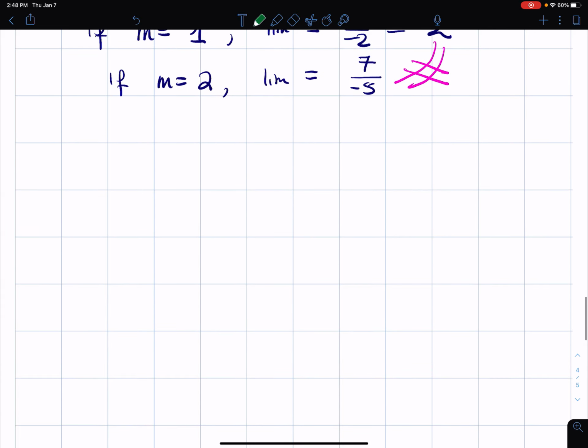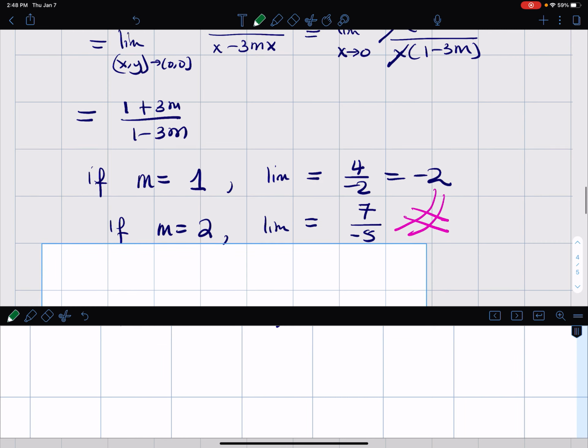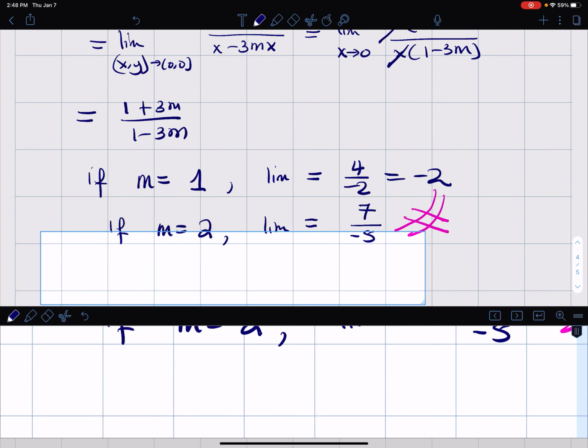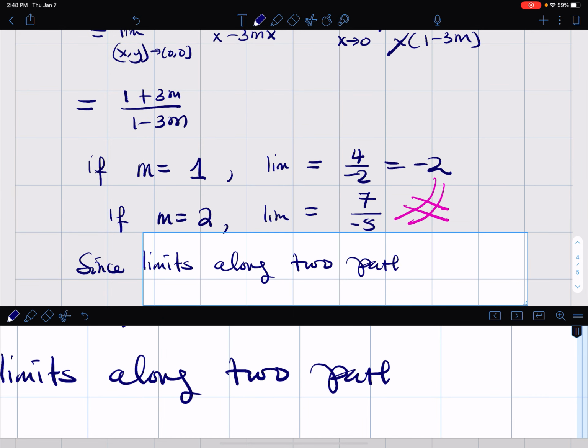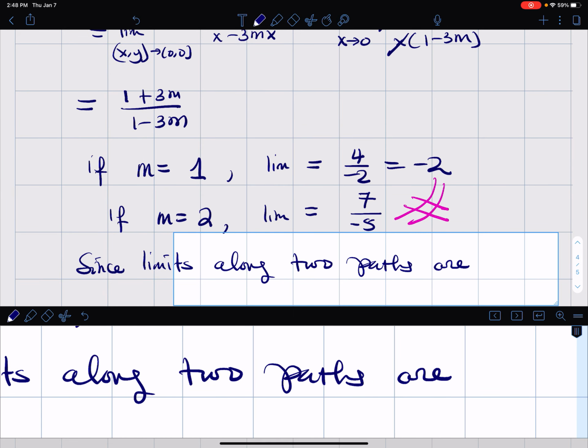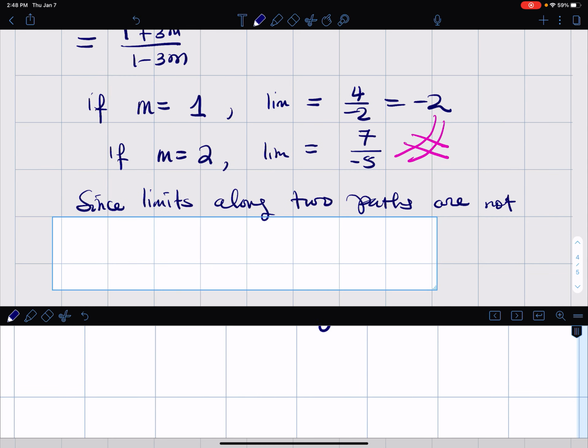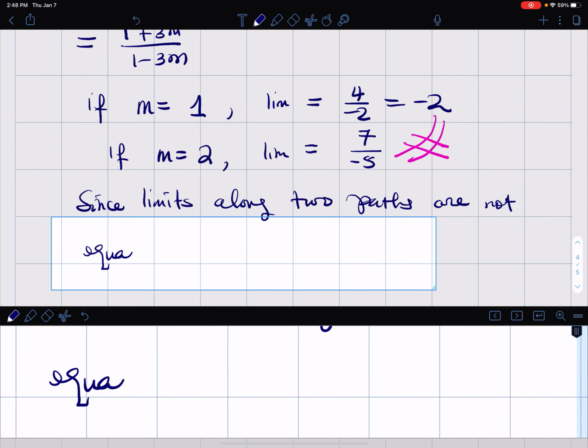Since the limits along two paths are not equal, we can conclude that the limit does not exist.